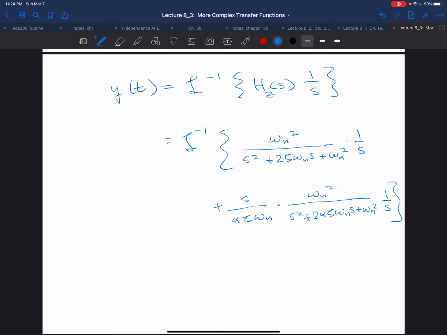Now, in this second term, we see that we can cancel out these s's. So what is this inverse transform going to be? Well, obviously we can transform the two parts separately by linearity. So the first one will just give us the step response of the standard second order system. The second one will simply give us the impulse response of the standard second order system times this term 1 over alpha zeta omega n.